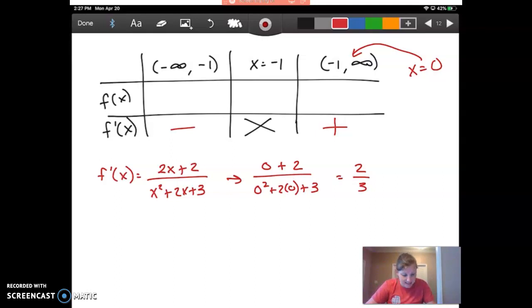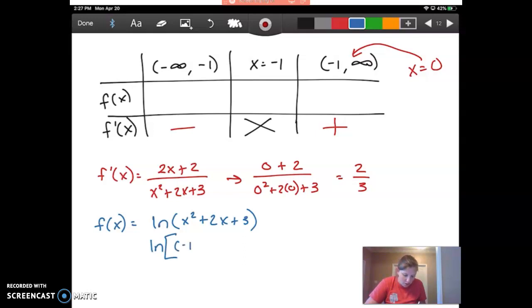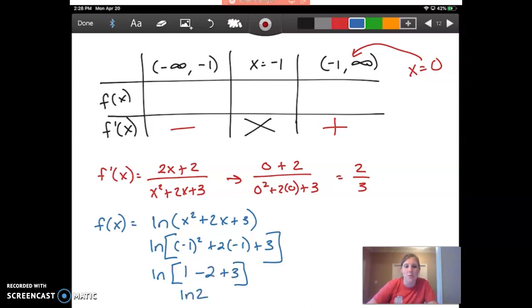The next thing I need to do is determine my value for f of x. So I know that f of x equals the natural log of x squared plus 2x plus 3. If I'm trying to determine what my value is, I plug in negative 1 for x. So this would be the natural log of negative 1 quantity squared plus 2 times negative 1 plus 3. This is going to give me 1 minus 2 plus 3, which will end up giving me the natural log of 2. Sorry that's so low on the screen. But natural log of 2 is going to be my value.